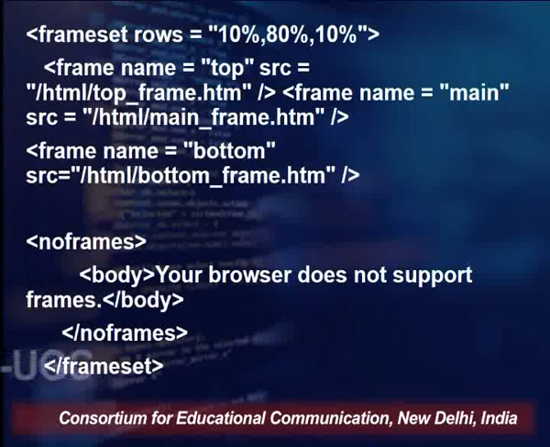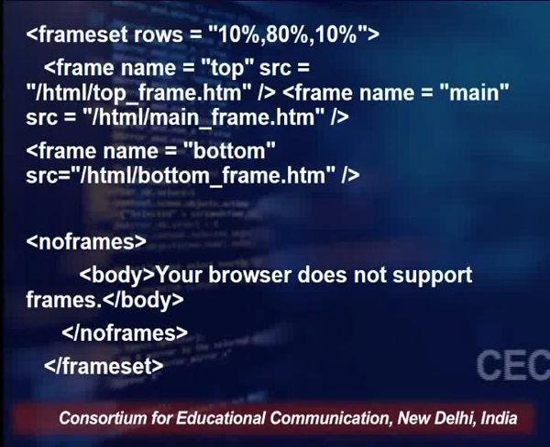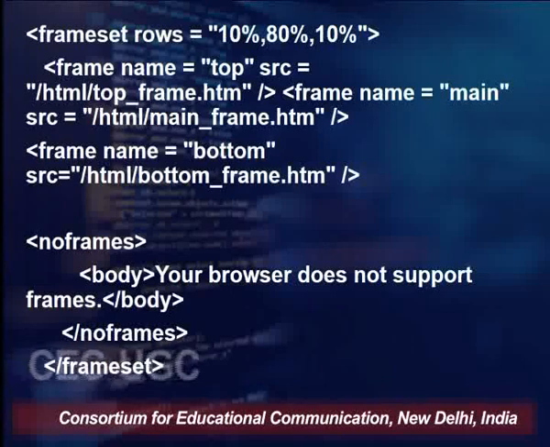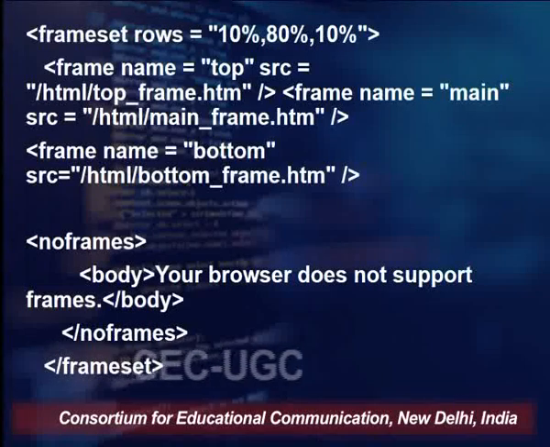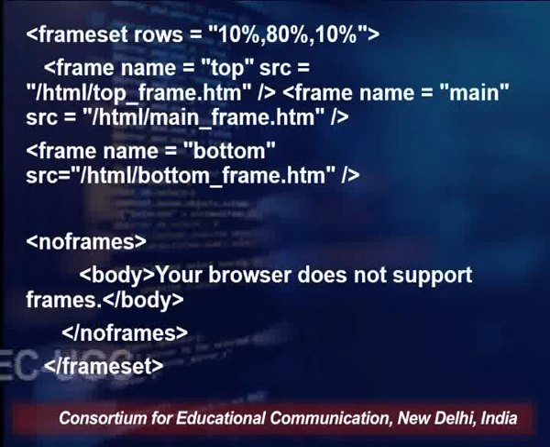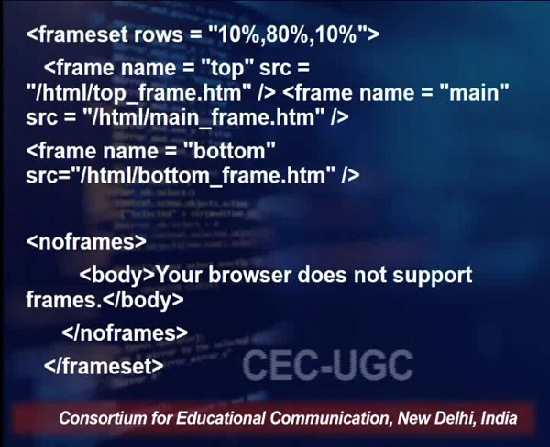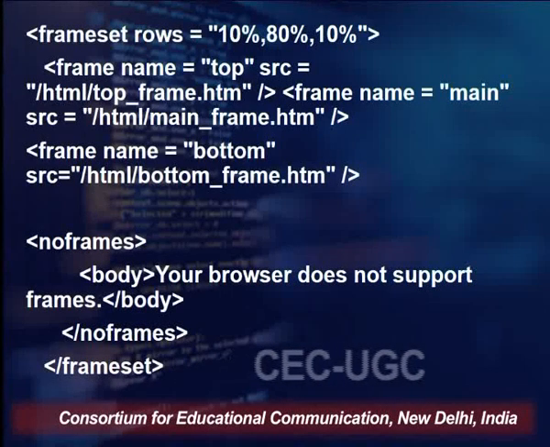Apart from this, what is written here is frame name equals top, source equals some HTML, then frame name equals main with some source, and frame name equals bottom with some source. What are these commands doing? The topmost frame will be named top, and the HTML displayed inside that frame is top underscore frame dot HTML. The second portion, which covers 80% of the browser window, will be named main, and the HTML file displayed inside it is main underscore frame dot HTML. Similarly, the bottom one is named bottom, and the source is given as bottom frame dot HTML.